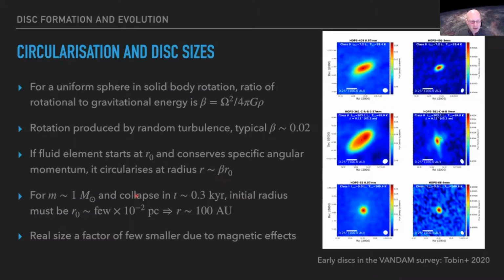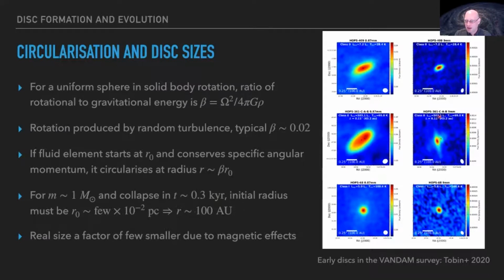So if we plug in some numbers, if we say we have a 1 solar mass clump of gas that's collapsing, and it's going to collapse in, say, 300,000 years. That gives us the initial density. Well, then the initial radius must be a few hundredths of a parsec, which means that you expect to circularize at a radius of order 100 AU. And indeed, that's about how big typical disks are observed to be.